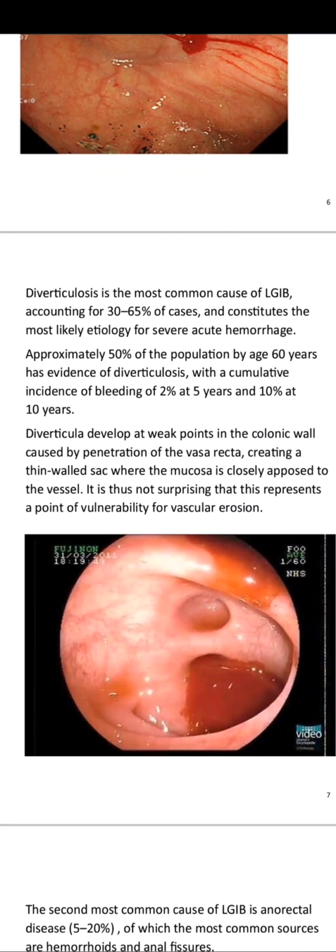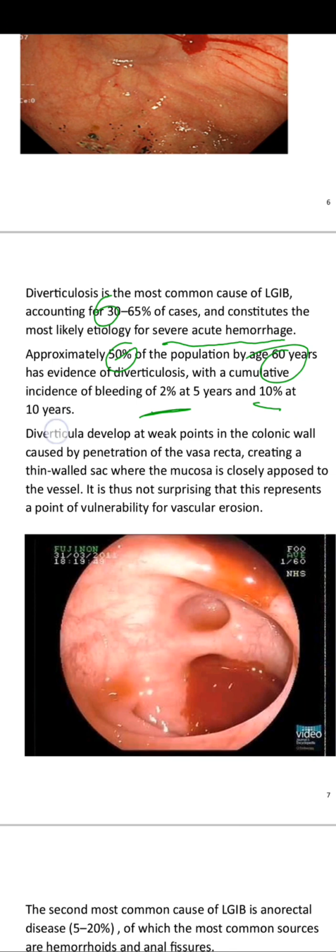Okay, if we want to talk more about diverticulosis as the most common cause of lower GI bleeding, it's about 30% of the cases, and diverticulosis can also cause severe acute bleeding, as it's prevalent in the sigmoid, in the left side of the colon. And as I told you before, about half of the population above their 60s have diverticulosis. Bleeding among these can be up to 2% within 5 years, and up to 10% within 10 years.